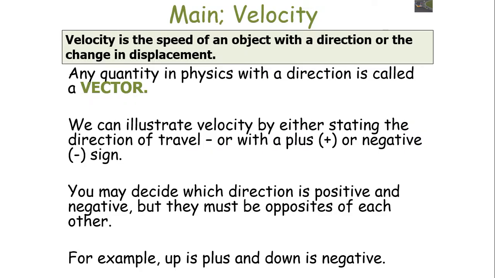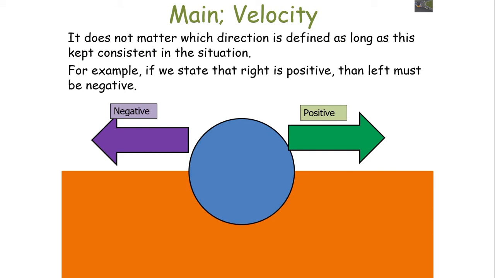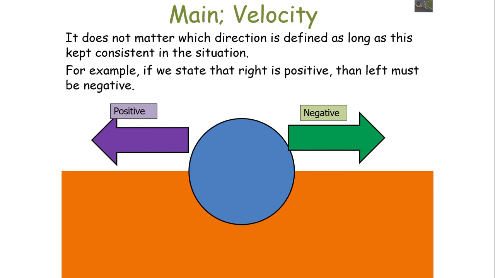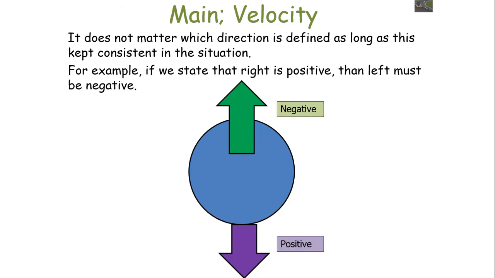So velocity is the speed of an object with a direction or the change in displacement. A quantity in physics with a direction is called a vector. We can illustrate velocity by stating the direction of travel with a plus or a minus. You can decide which direction is positive and negative, but they must be opposites of each other. So if we say right is positive, left is negative. If we said left is positive, right is negative. If we said down is positive, up will be negative.